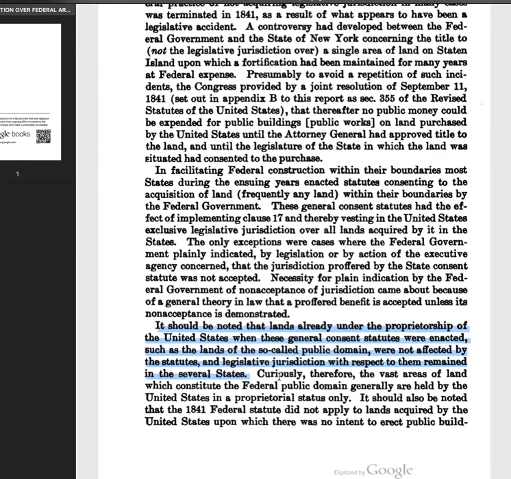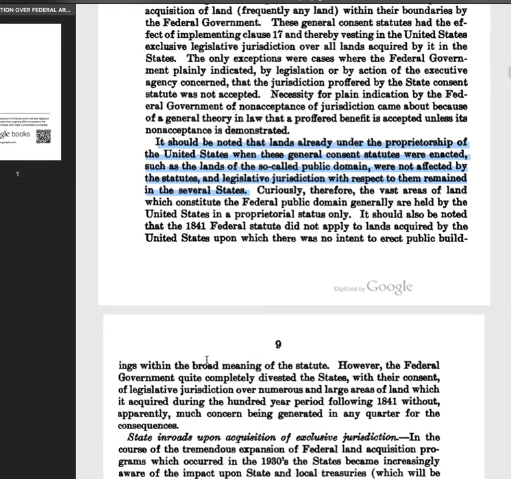Curiously, therefore, the vast areas of land which constitute the federal public domain generally are held by the United States in a proprietorial status only. It should also be noted that in 1841, federal statute did not apply to lands acquired by the United States upon which there was no intent to erect buildings within the broad meaning of the statute. That means those statutes only applied to the seat of government, because they could only make statutes for areas that were purchased for erection of forts and such.